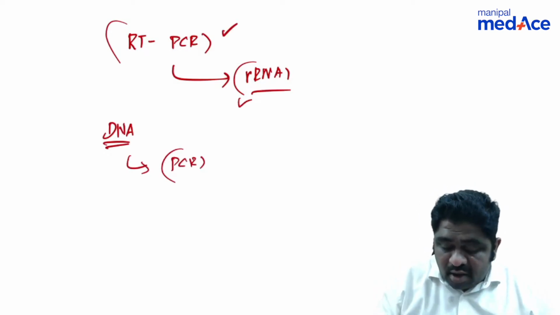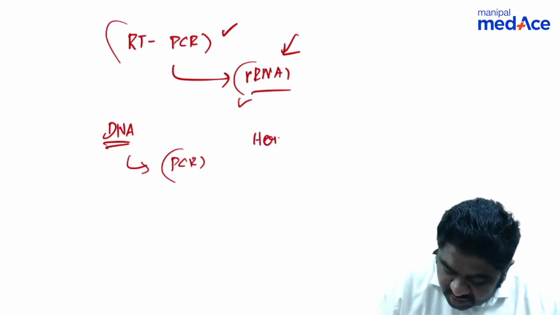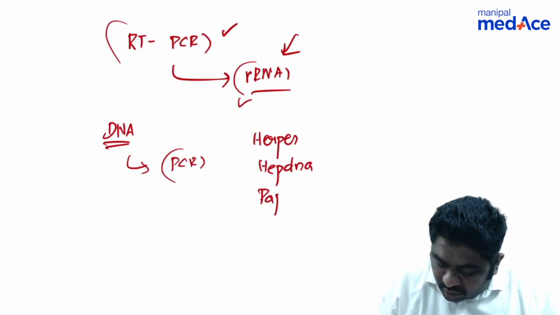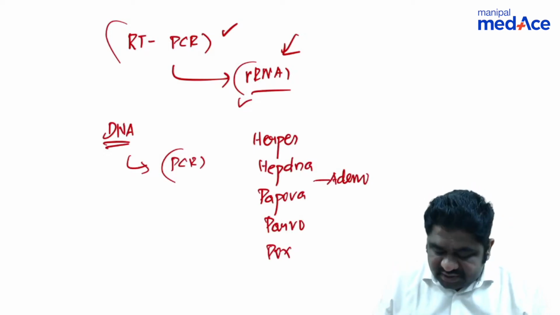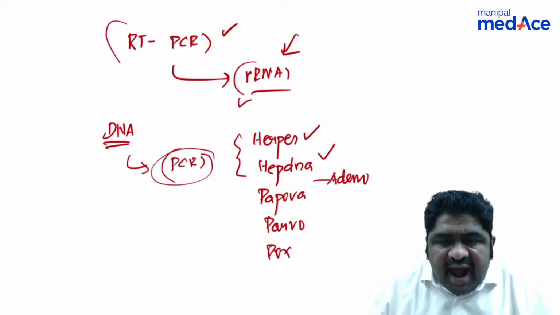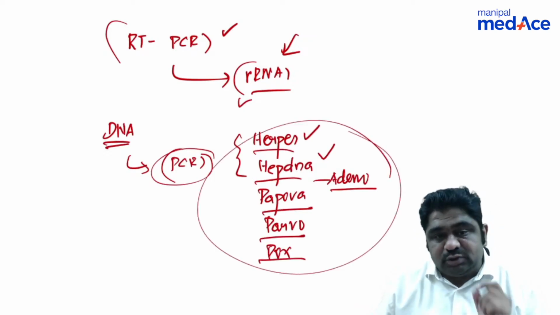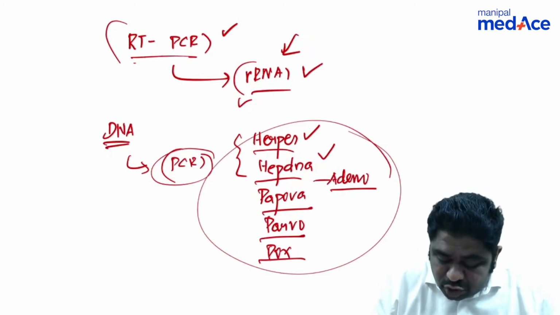Now, here is an understanding that SARS-CoV-2 is an RNA virus, while the happy viruses like herpes, hepadna, papova, parvo, adeno, and pox, these six major virus groups, are actually DNA viruses. In all these conditions, PCR would be done. I repeat: herpes, hepadna, adeno, papova, parvo, pox. All these are DNA viruses where plain PCR can be done. In case of the RNA viruses, you'll be doing RT-PCR.